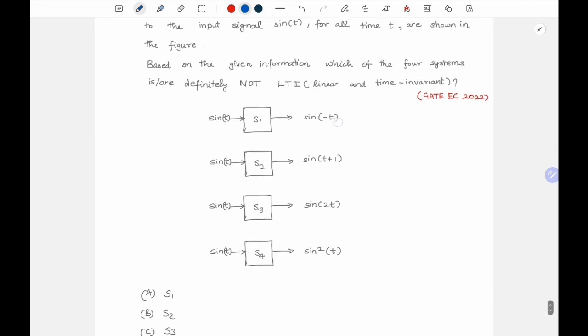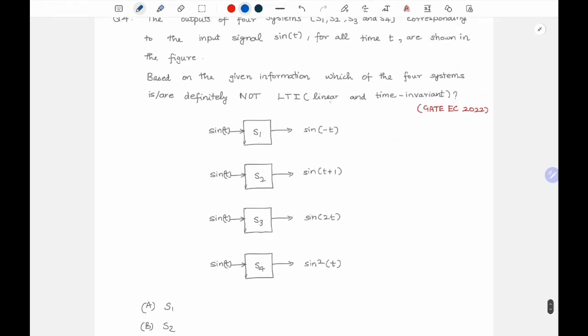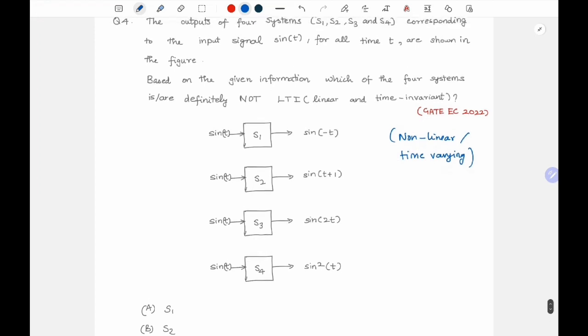So there can be more than one correct option. So what is LTI here? It is not LTI means it is not linear and not time invariant. So it is non-linear and time varying. So definitely, if the system is non-linear or time varying, then we need to choose those options. So now let's go ahead and see one by one, right?